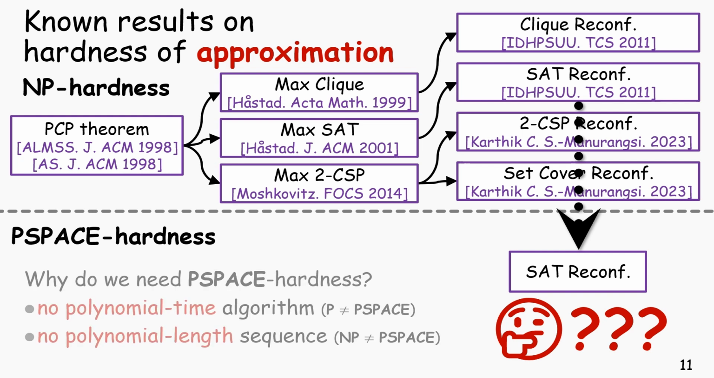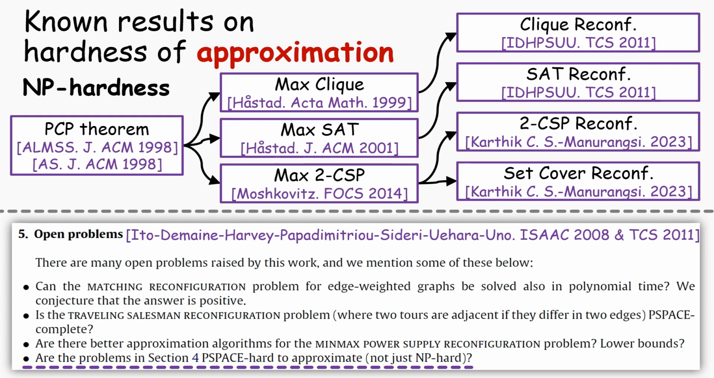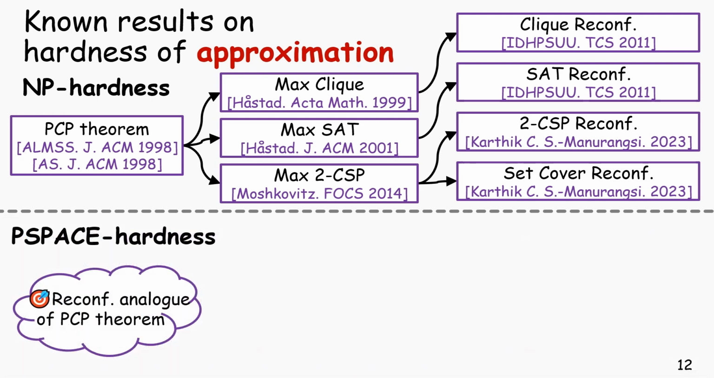And the significance of showing PSPACE-hardness is the following. The first is that there is no polynomial time algorithm unless P equals PSPACE, like NP-hardness. And the second is that there must be a super-polynomial length reconfiguration sequence unless NP equals PSPACE. In fact, PSPACE-hardness of approximation for reconfiguration problems was posed as an open problem by Ito, Demaine, Harvey, Papadimitriou, Sideri, Uehara, and Uno. And to investigate PSPACE-hardness of approximation, we may need a reconfiguration analog of the PCP theorem.